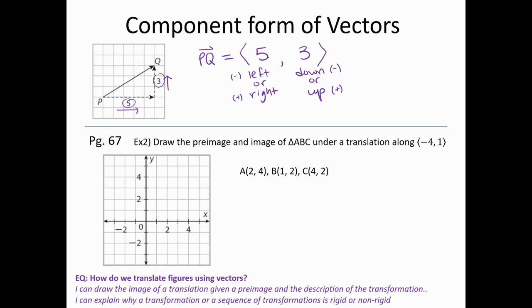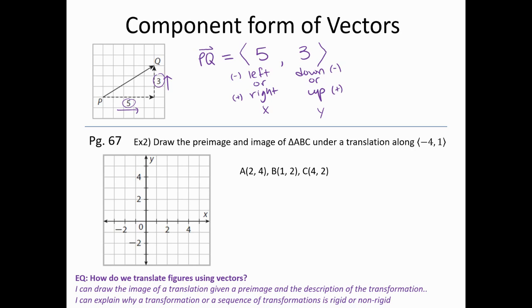I do want to comment that the first number always represents the X direction, left or right, and the second number represents the Y direction, down or up. So it's a lot like an ordered pair. It is not an ordered pair, but it follows that same kind of pattern or convention. All right, let's go to example 2.